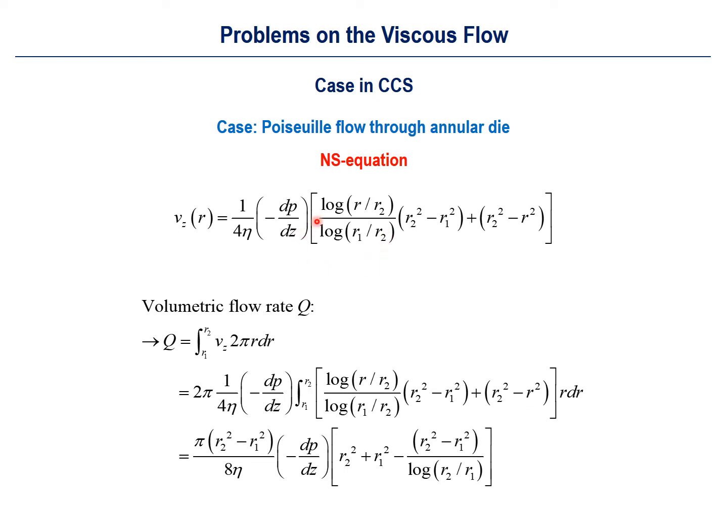Actually, using this velocity profile in the z direction as a function of r, it is possible to calculate the volumetric flow rate Q, and the result is shown in this final equation here. Please derive this equation by yourself for better and deeper understanding of the Navier-Stokes equation. Based on the volumetric flow rate, it is also possible to calculate the average velocity of the fluid inside the annular region between the inner cylinder and the outer cylinder. Okay, I will leave that for your practice. Please repeat this derivation and check yourself. Okay.